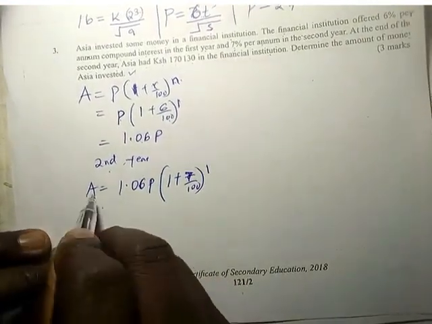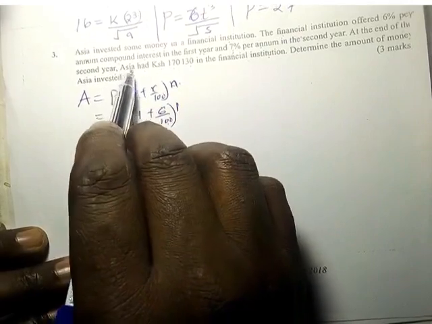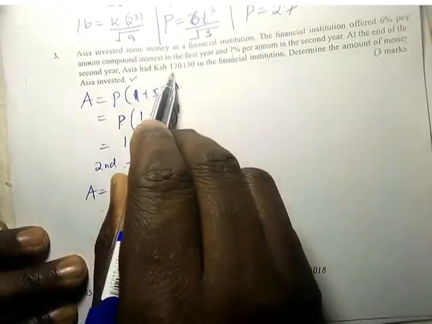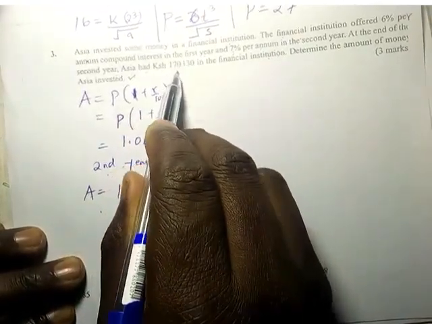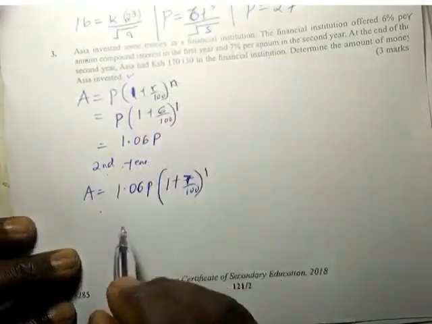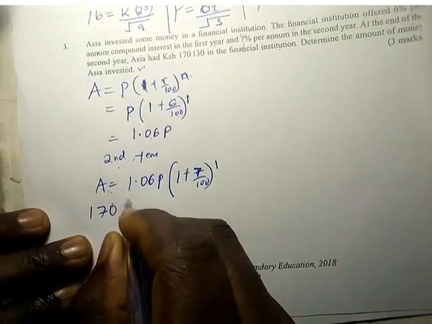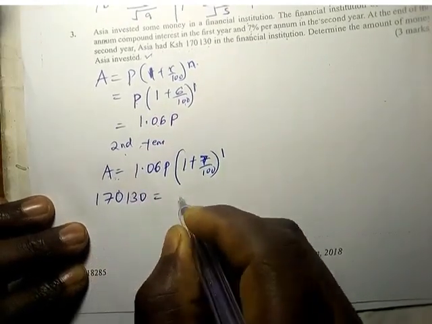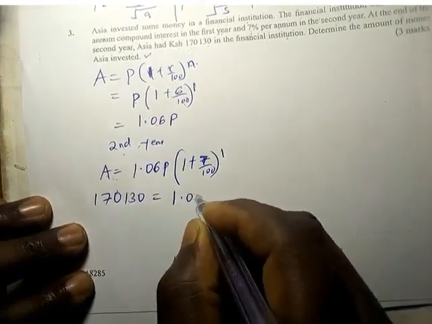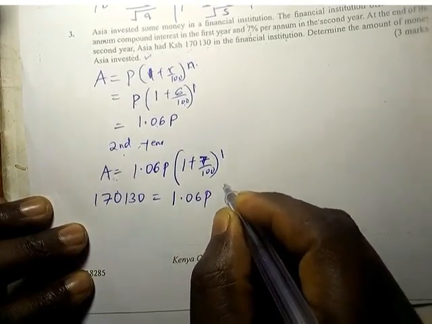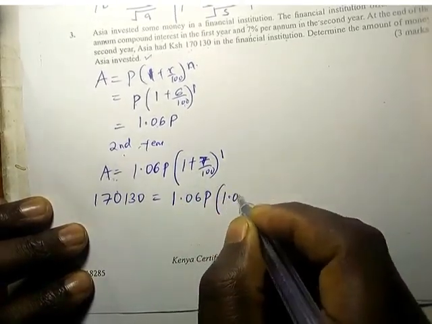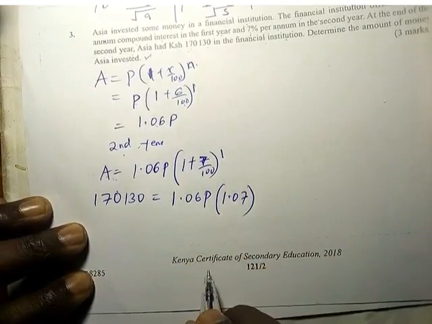Now for the second year, we have the amount which is 170,130. So 170,130 will be equal to 1.06p into 1.07.